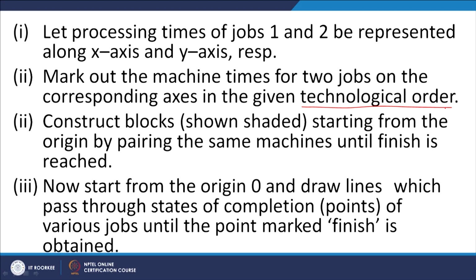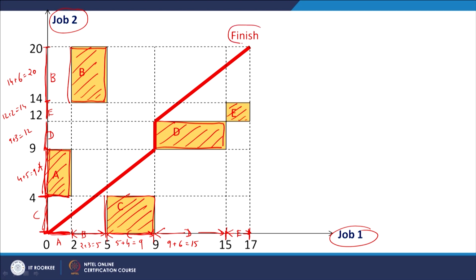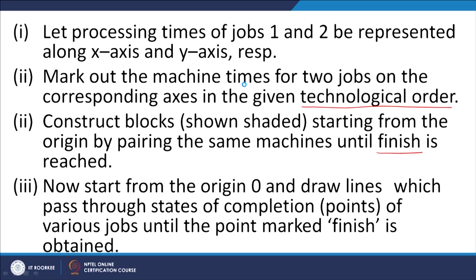Step 3 is construct the blocks as shown in the shaded rectangles starting from the origin by pairing the same machines until the finish point is reached. So, you can just look at it, this is the finish point. We have to complete all the pairing and then construct the rectangles. Step number 4 says, now start from the origin O and draw lines which pass through the states of completion points of various jobs until the point marked finish is obtained.